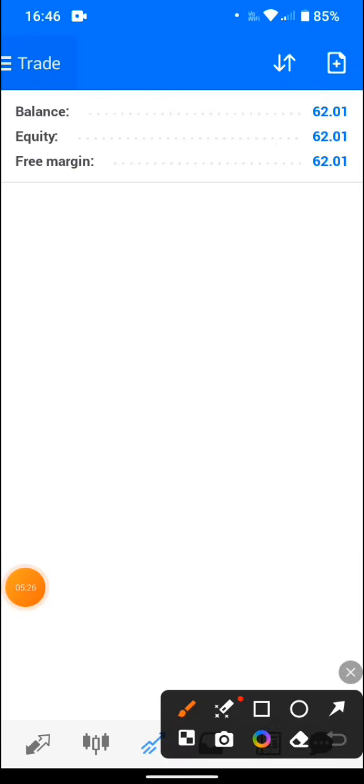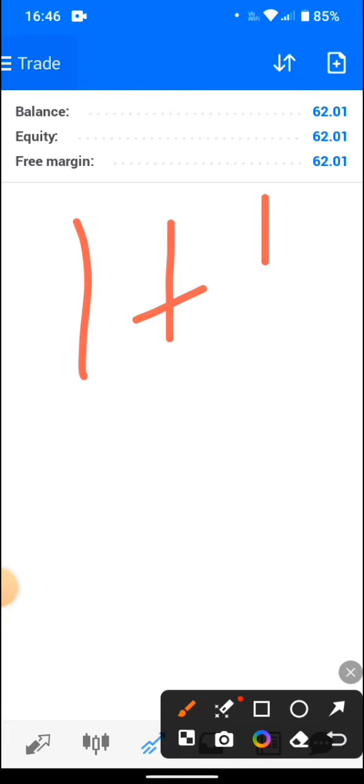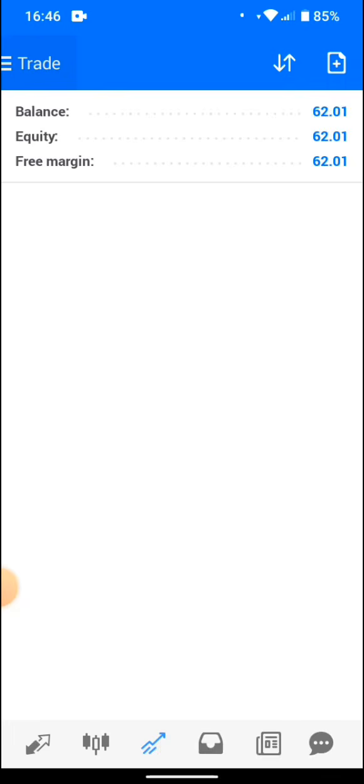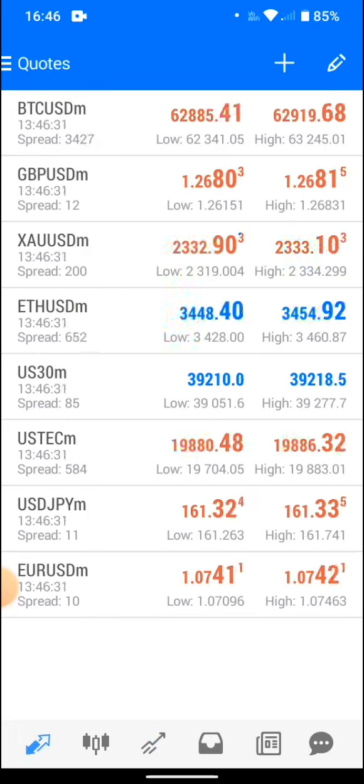Lot size is basically a standardized unit which you trade. For example, if we say 1 plus 1 in Africa, it is 2. In Japan, in Asia, it is 2. In America, it is 2. So if you want to open a trade, you can't just open whatever you feel like. We have what we call lot size.